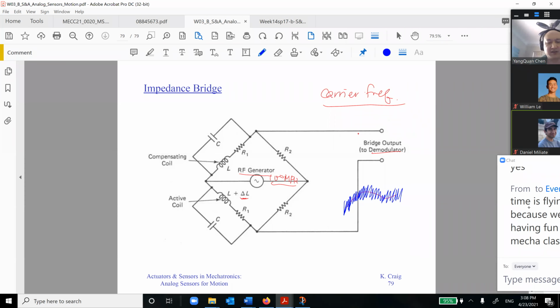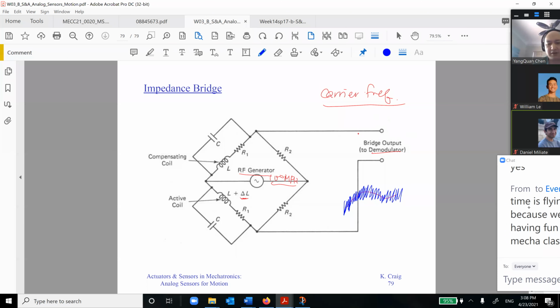So this part is not the emphasis, okay? We just need to know the working principle is fine. Any questions for this part? We're going to finish this analog motion sensors, okay?